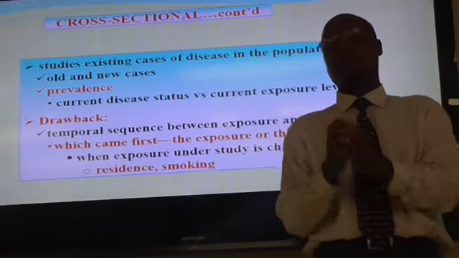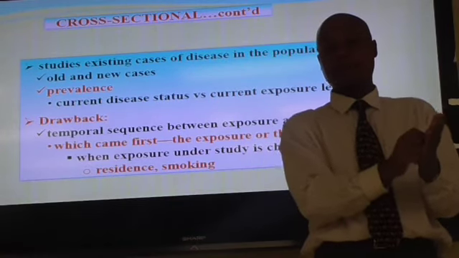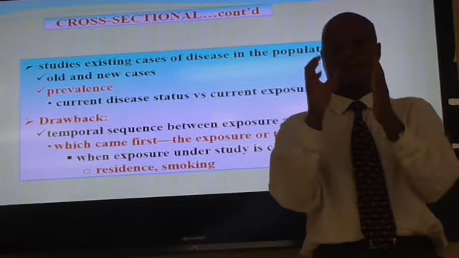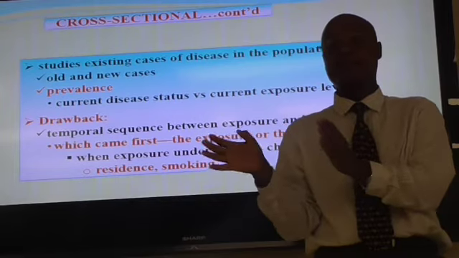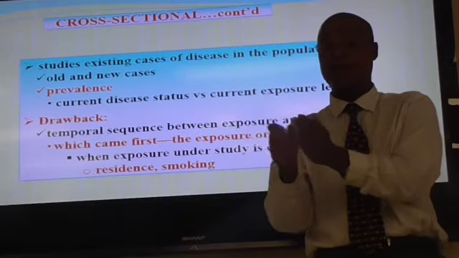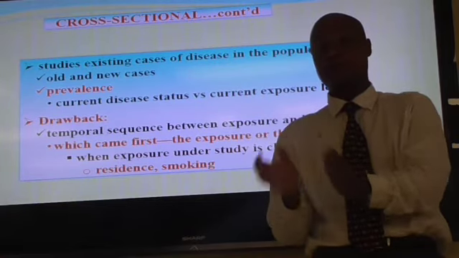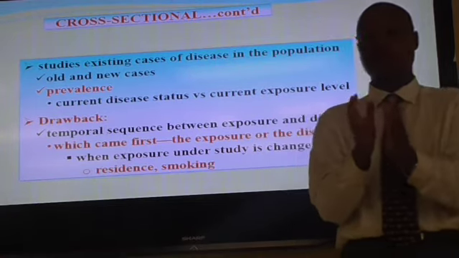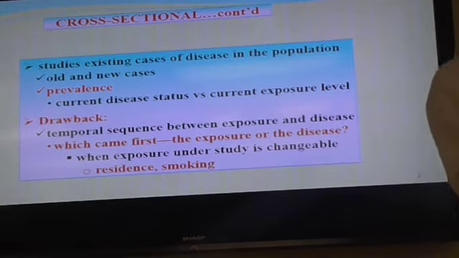The same way you can talk about age. You can record the age of the person. If the disease you think is age related, then you record the age, and at the same time you also record whether the disease is present or not. So you are collecting both information at the same time.